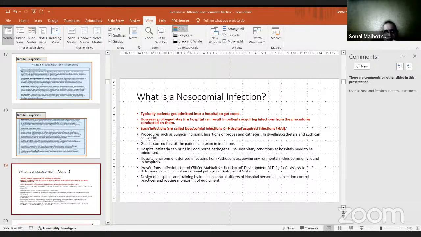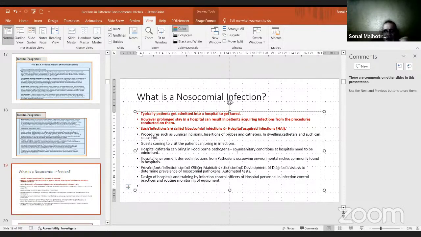Guests coming in to visit the patient can bring in infection. So when you have people visiting during visiting hours, guests come in, and they can bring infections from the outside. Hospital cafeteria can bring foodborne pathogens. If the hospital cafeteria is not exactly clean, or because it is overcrowded, as it sometimes happens everywhere, they can bring this. And then when there's leftover food, animals and other insects and things like that come in, they also can contribute.